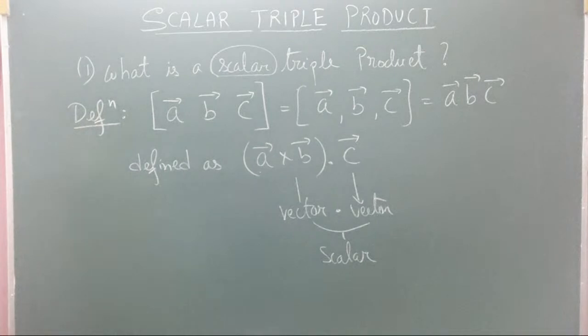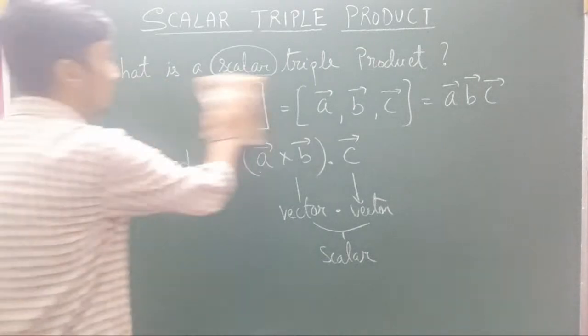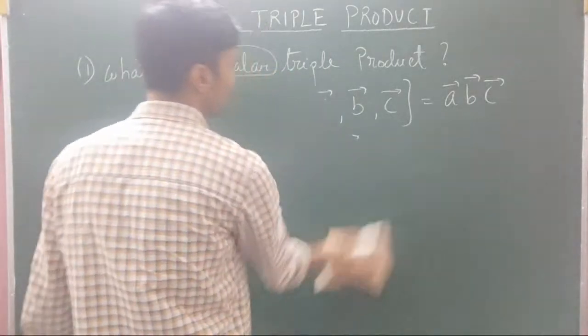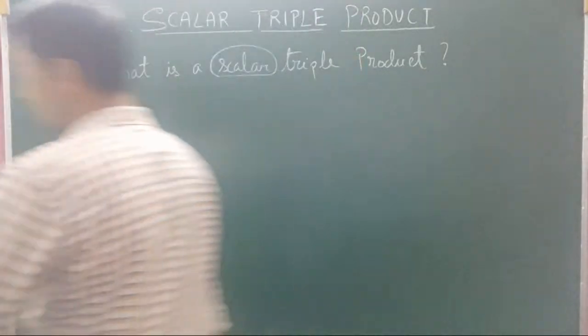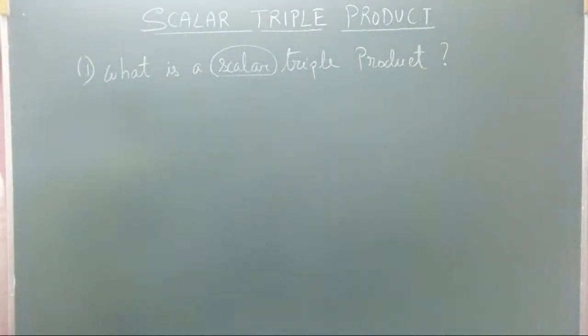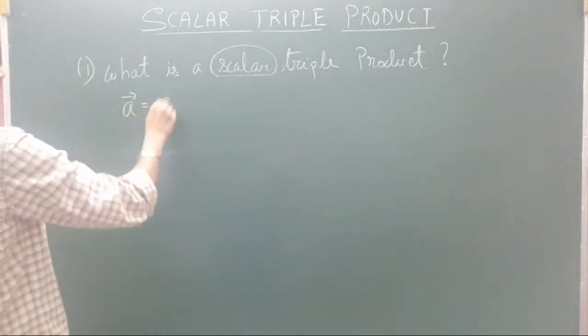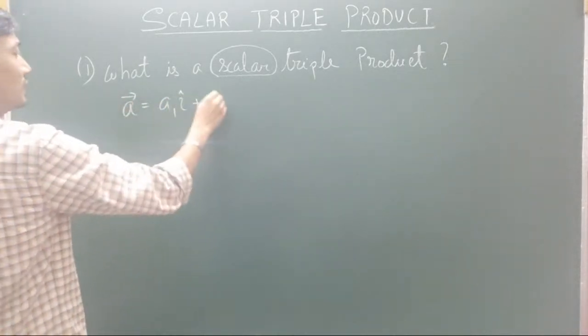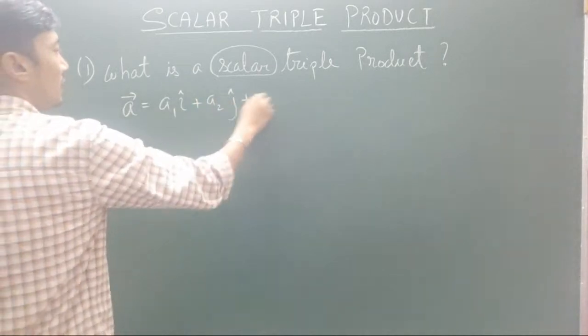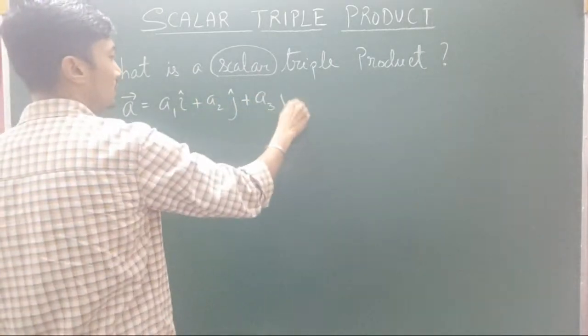Now let's see how we actually solve it algebraically. How do we really find out the value of the scalar triple product? Let's assume three vectors, say vector A as A1 i, A2 j, A3 k.